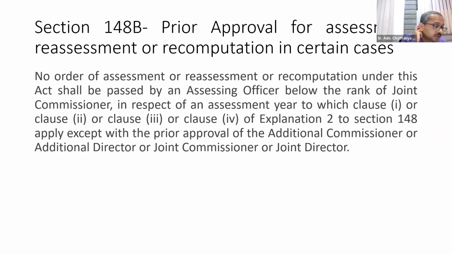Now, this is one important section, though we tend to ignore it. Look at the language of the section here, 148B. They say, no order of assessment, reassessment, recomputation under this Act. They are not saying under section 147. No order of assessment, reassessment, recomputation under this Act shall be passed by an AO below the rank of a JC, except where the prior approval is taken.